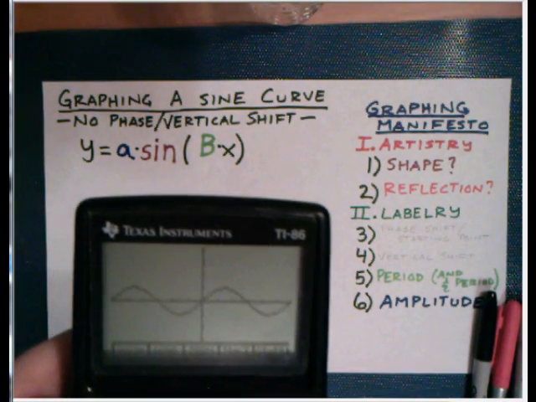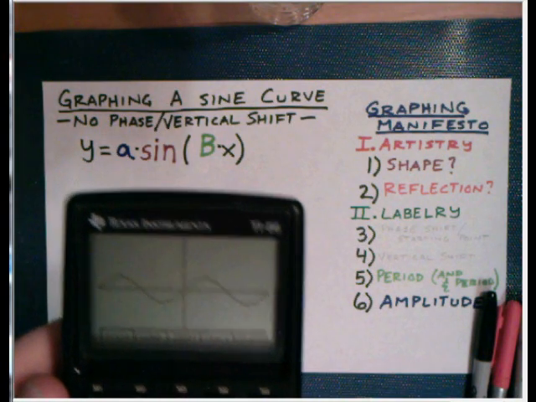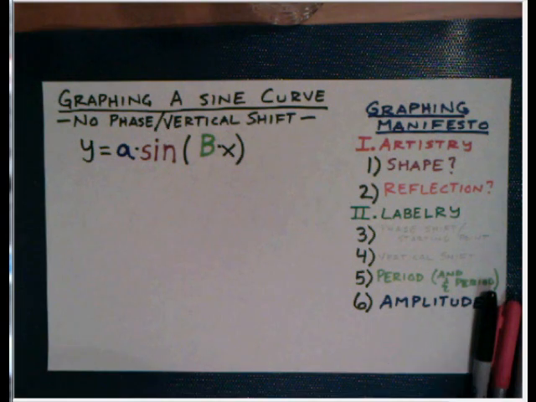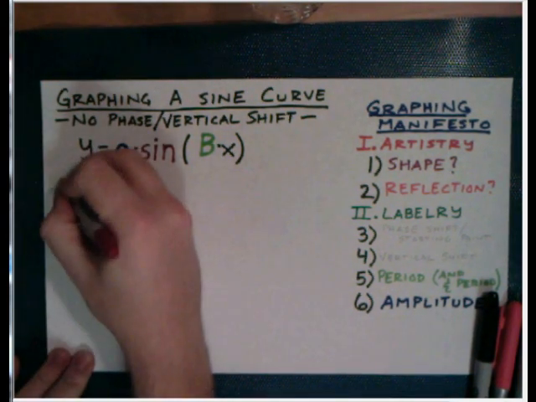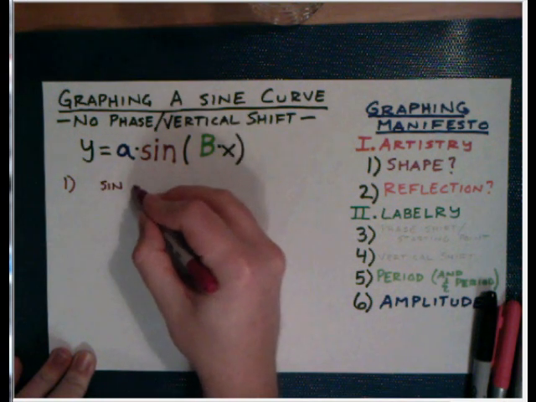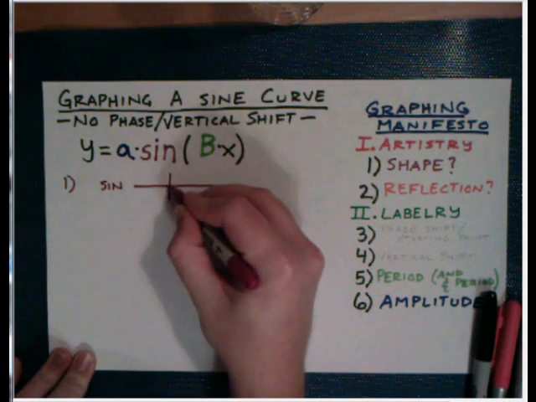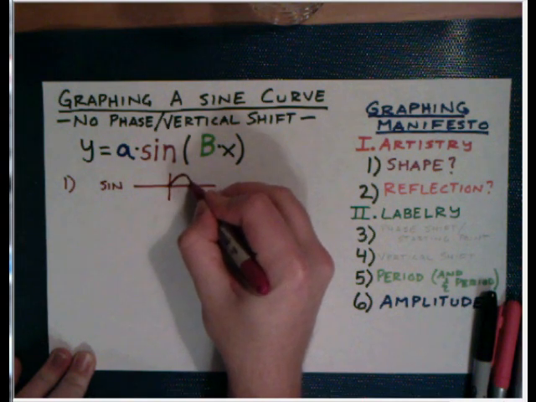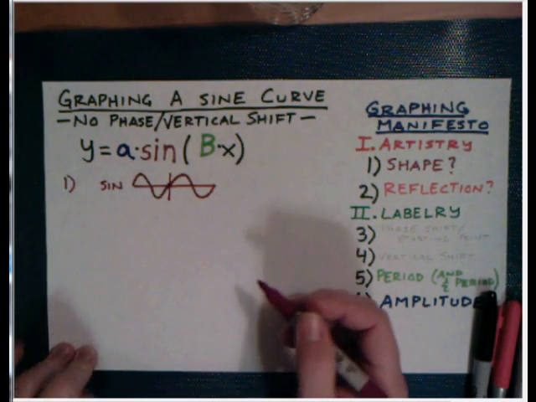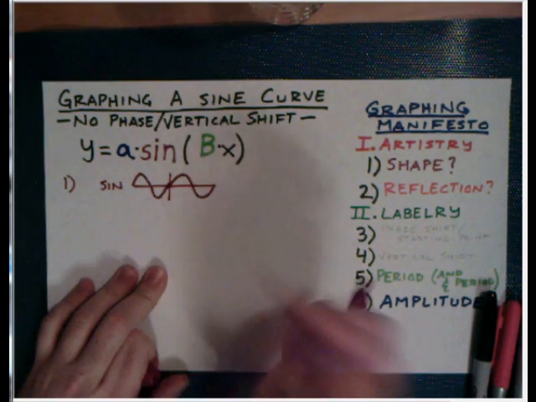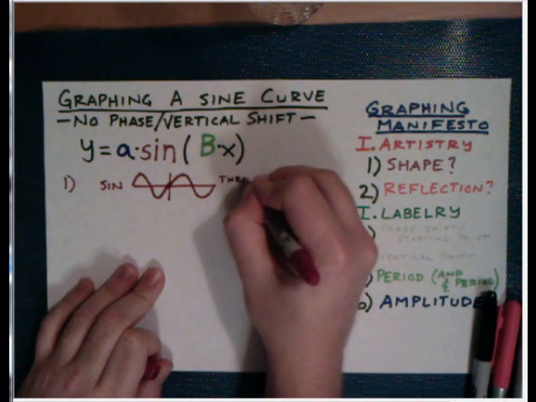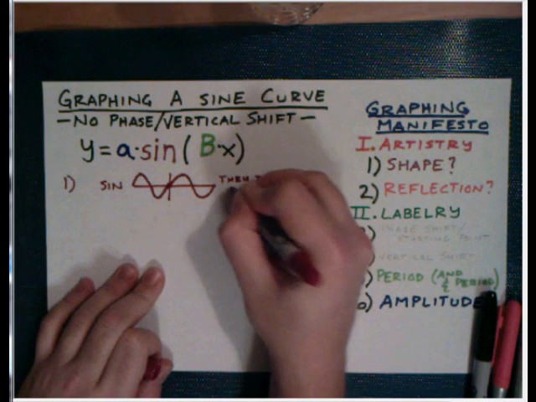And so we're always going to start graphing our sine curves like that, by starting at the origin and then going up and down. So first off, when we talk about the shape in this Graphing Manifesto, we know that a sine looks like this. It starts at the origin, goes up, comes back down, and then continues smoothly on the other side. Now it's not perfect, obviously it's a little scrunched together, but that's okay. So for sine, it's through the origin.